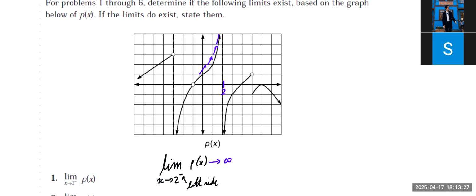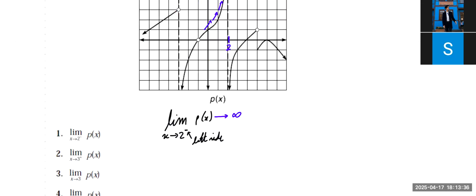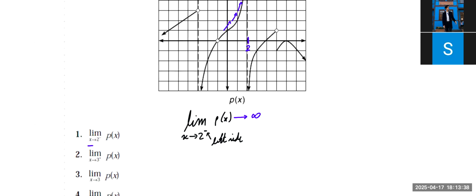It is suggested to not say equals infinity because infinity is not a number. You cannot equal infinity. So we instead use an arrow and say it approaches infinity. Similarly, the limit as x approaches 3 from the right side of p of x.